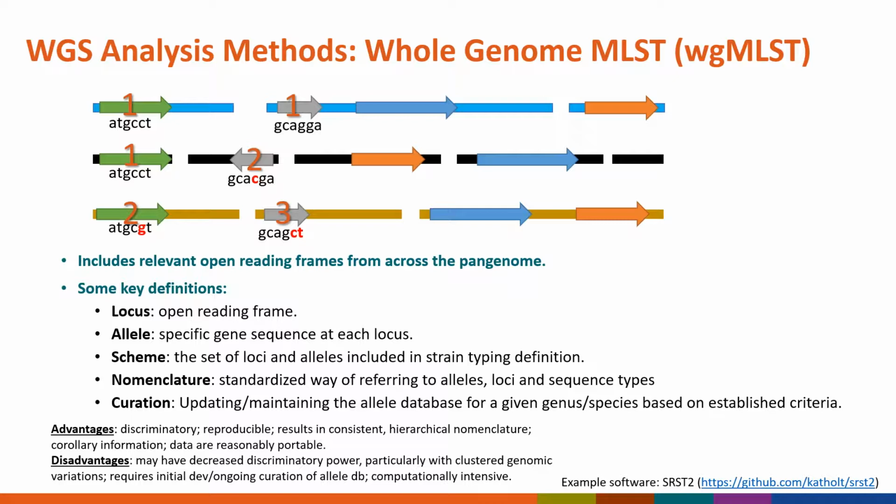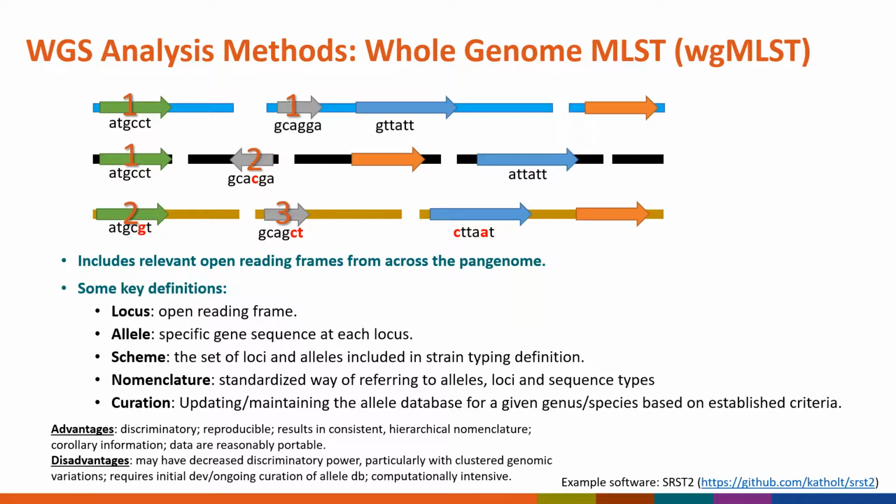There are publicly available whole genome and core genome MLST schemes, including ones that are available through pubmlst.org, as well as software that's available for doing this type of analysis, with examples listed below. The advantages of this approach are that it's discriminatory, reproducible, and results in a consistent hierarchical nomenclature. So you'll always name the number one allele the same thing, no matter how many times you find it in a genome. And the data are reasonably portable because there are these publicly available schemes. We can all use the same kind of scheme or dictionary for how we call our alleles.